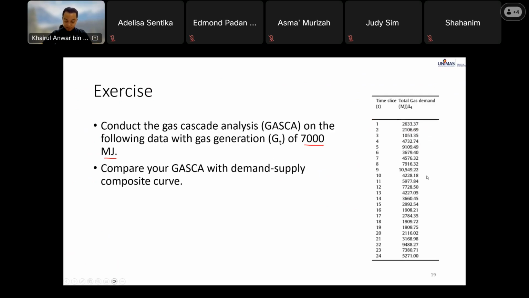So next is to get the cumulative. This is for the initial iteration. We need to prepare to get the new GT. So the new GT will be used for the next iteration. Once you get the GT, you need to recalculate the net energy and the charging and discharging, CT and DT. Then you get a new cumulative energy.